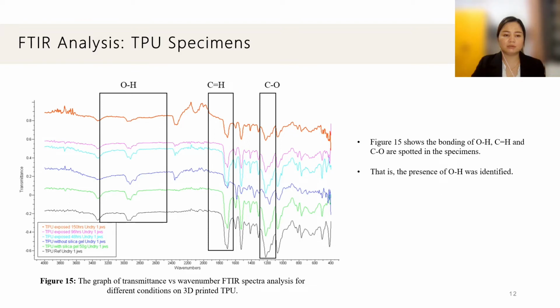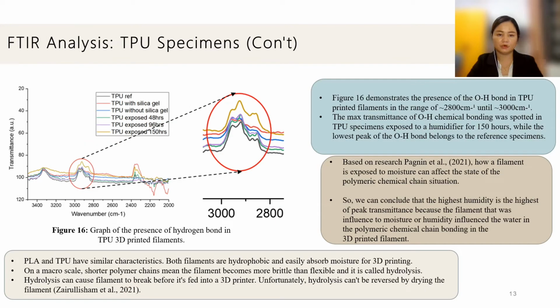FTIR analysis using TPU specimen. Figure 15 shows the bonding of OH, CH, and CO spots in the specimens. That is, the presence of OH was identified. Still on TPU specimen analysis, Figure 16 demonstrates the presence of the OH bond in TPU printed filament in a range of 2800 cm⁻¹ until 3000 cm⁻¹. The maximum transmittance of OH chemical bonding was spotted in the TPU specimen exposed to a humidifier for 150 hours, while the lowest peak of the OH bond belonged to the reference specimen.